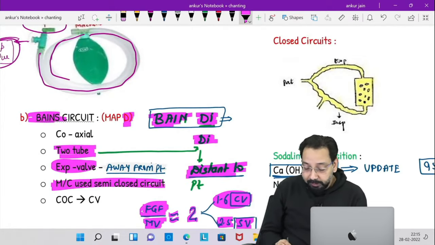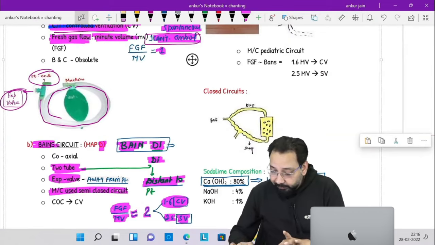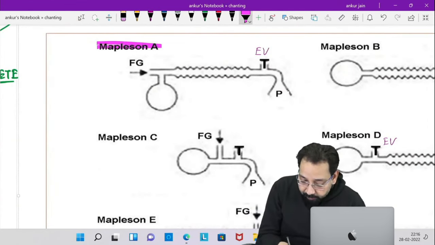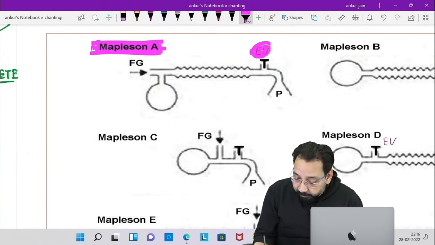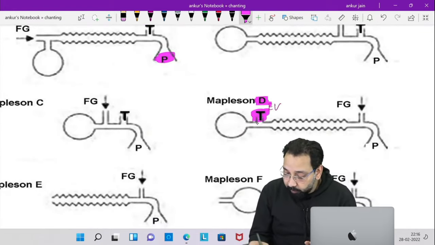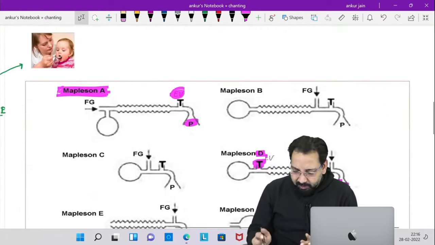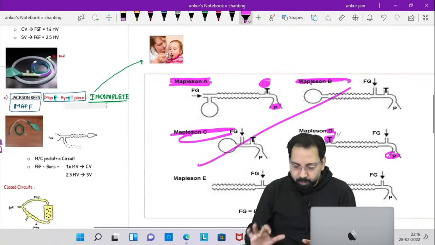Yes, I told you, most common. Two tubes, distant from the patient. Sometimes you may find these types of pictures. This is Mapleson A. A means Maggi, pass A, that is the expiratory valve is near to the patient, while in Mapleson D the expiratory valve is distant from the patient. While Mapleson B and Mapleson C, these are not used, leave them, not used nowadays.